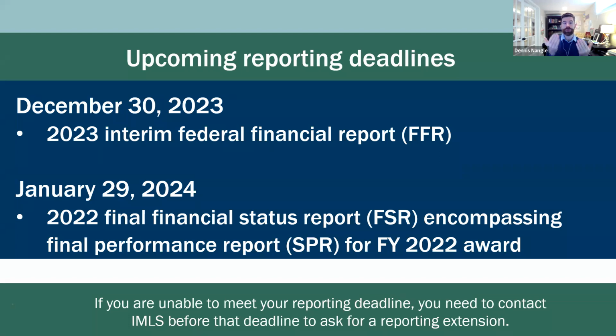That's separate from what's due at the end of January, which is your 2022 final financial status report, which encompasses your performance report, which are your SPR projects. And that is sort of your full picture closeout of the entire 2022 award. And as a reminder, if you're unable to meet your reporting deadline, you do need to contact us before that deadline to ask for a reporting extension.